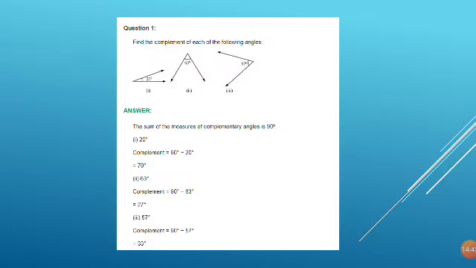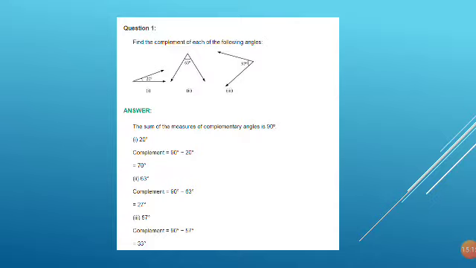Find the complement of each of the following angles. The sum of the measures of complementary angles is 90 degrees. So for 20 degrees, the complementary angle is 90 degrees minus 20 degrees, which gives 70 degrees. 20 plus 70 is 90 degrees. Complementary angles form a right angle. Supplementary angles form a linear pair. When the sum of two angles is 180 degrees, they are called supplementary angles.